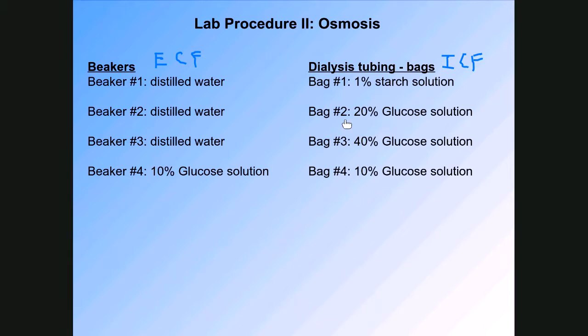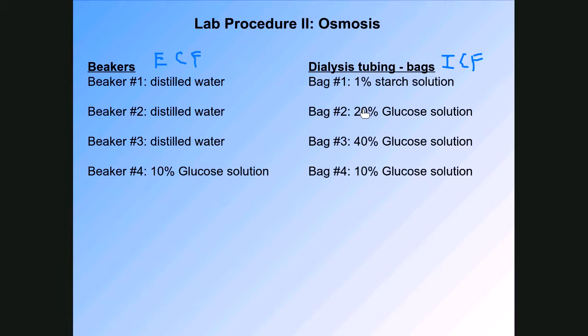Notice bag 2, the ICF is going to consist of 20% glucose, but bag 3 is going to consist of 40% glucose. Now what you have are two different ICF solutions in the dialysis bag, which have a significantly higher solute concentration than what is in the ECF, which is just water. So for these two bags, if you know the definition for osmosis, you would expect water to diffuse across the membrane of the bag into the ICF where there's a higher concentration of solute. And you would expect water to continue to move into the bag until the two solutions reach equilibrium.